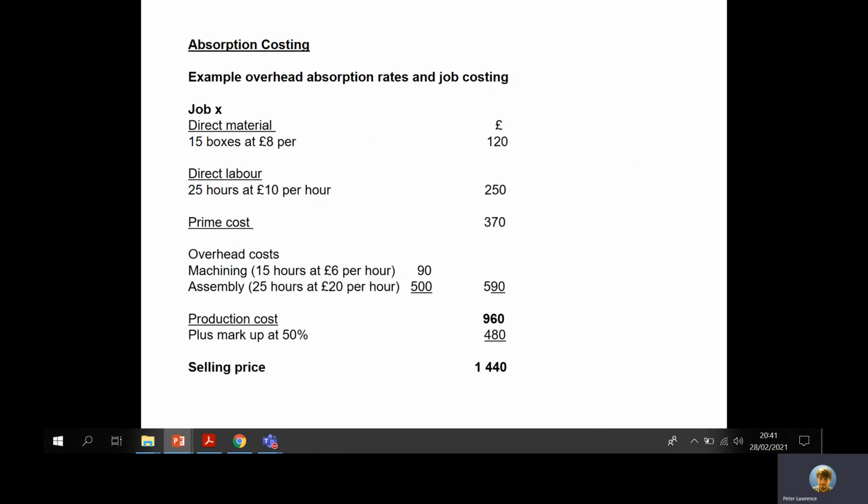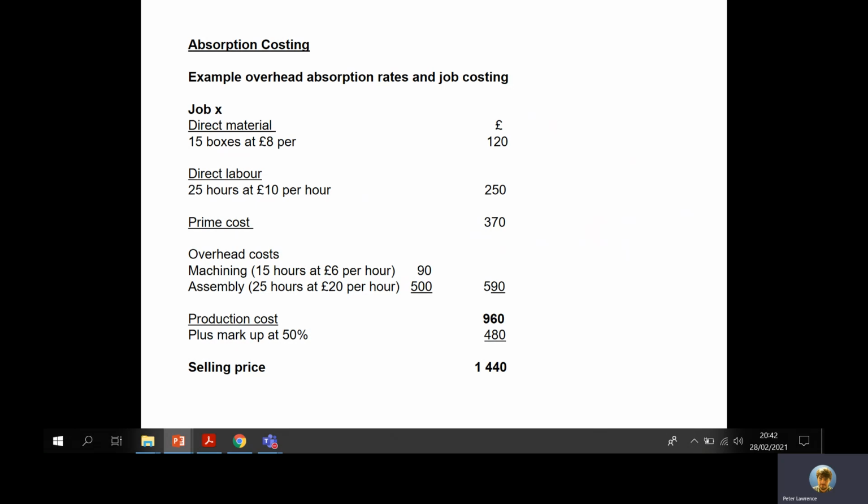So first off, we're going to do those variable costs, or sometimes people call them direct costs as well. 15 boxes at £8 per hour is 120, and the labour that you're going to pay your actual staff, you're paying them £10 per hour. Don't forget, 25 hours of that is £250. That gives us our total variable cost of 370. Again, some people call that prime cost. It's no longer in your specification. I'm just leaving it there because I like the word prime.